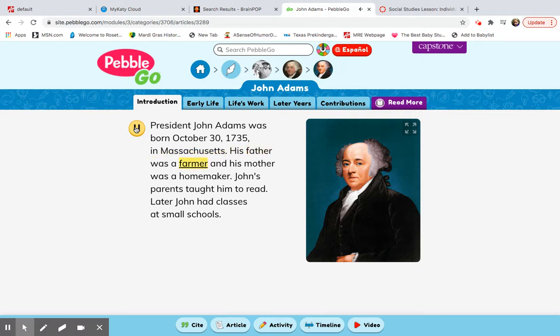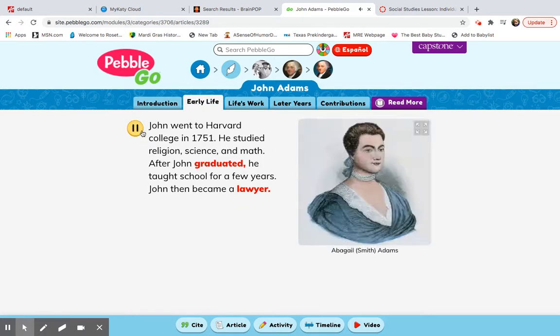His father was a farmer, and his mother was a homemaker. John's parents taught him to read. Later, John had classes at small schools. John went to Harvard College in 1751. He studied religion, science, and math. After John graduated, he taught school for a few years. John then became a lawyer.